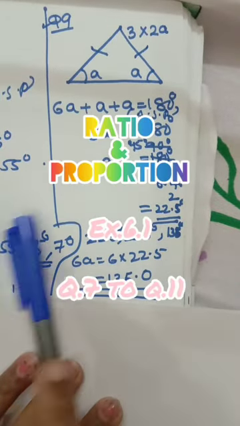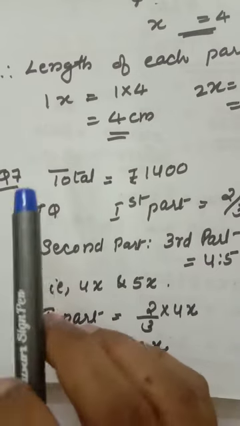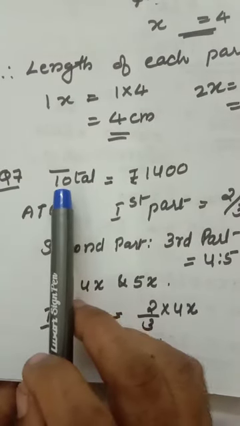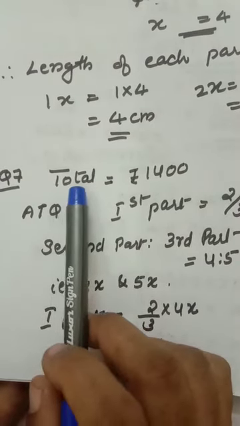In the ratio and proportion chapter, questions number 7 to 11 were missing in that video. See, here I am explaining. Question number 7. Divide 1400 into 3 parts. The first part is 2/3 of the second part, and the ratio between the second and the third part is 4:5.